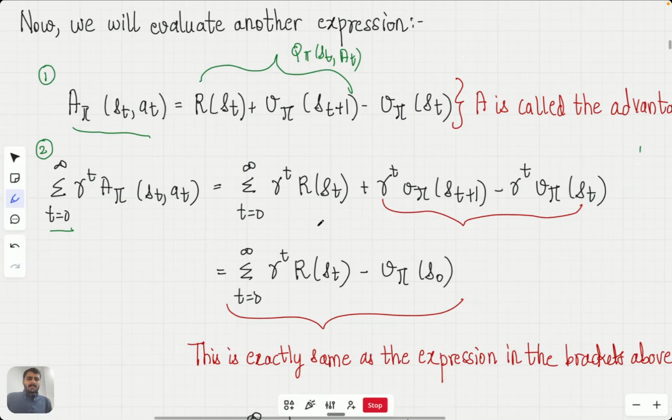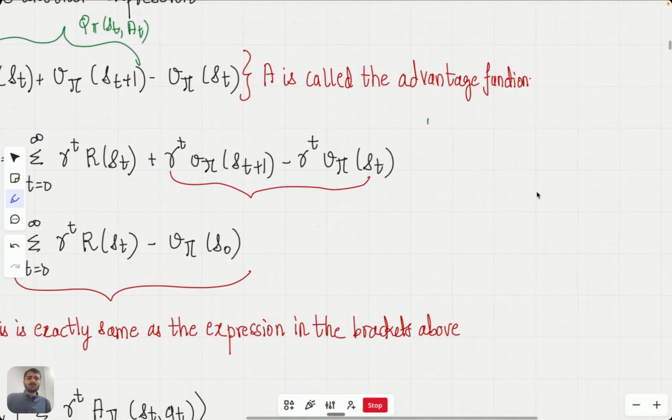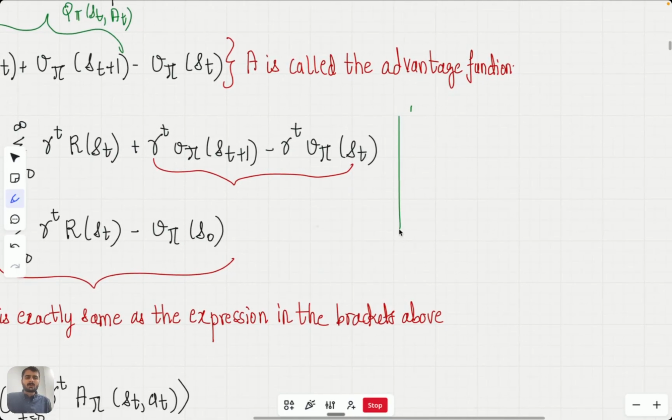Okay, now there is an interesting observation here. If you look at these two terms, sigma t goes from 0 to infinity, gamma raised to t v pi of st plus 1 minus gamma raised to t v pi of st. So let's start from the first. For t equal to 0, this is going to be gamma v pi of s1 minus v pi of s0.